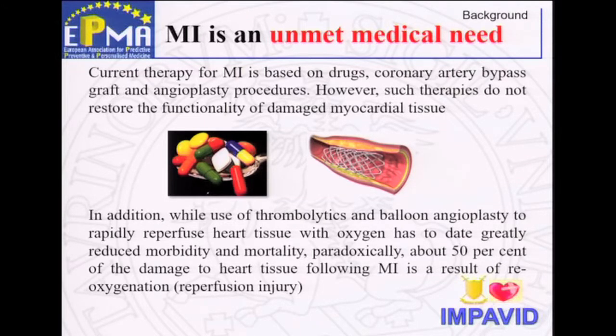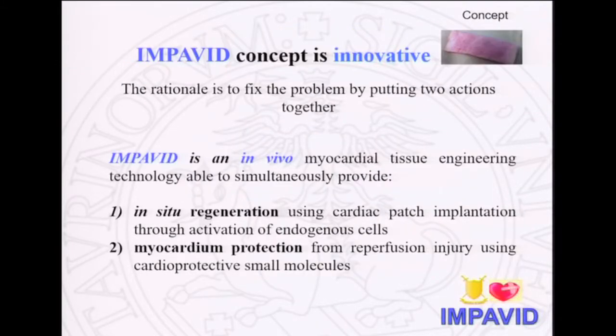And in addition to this, while the use of thrombolytics or balloon angioplasty to very rapidly reperfuse the heart following MI has today greatly reduced morbidity and mortality, paradoxically, up to 50% of the damage to the heart following MI is the result of reoxygenation, the so-called reperfusion injury.